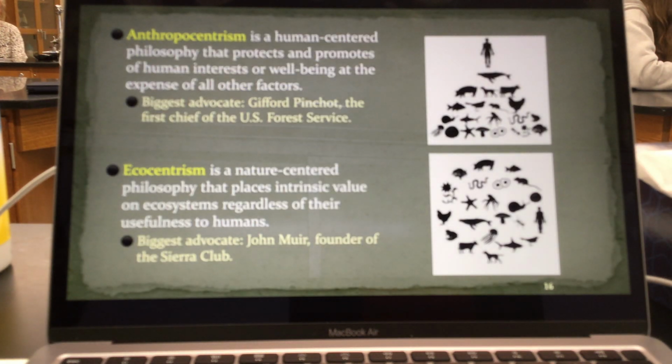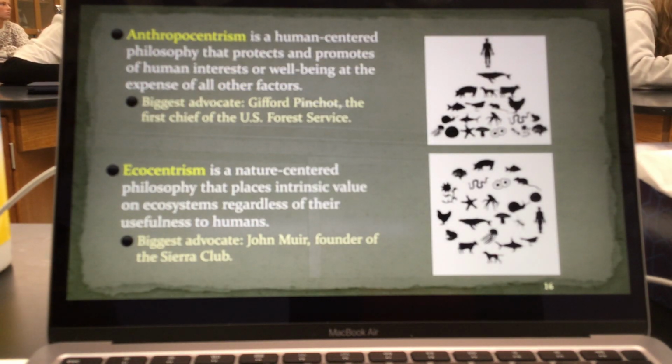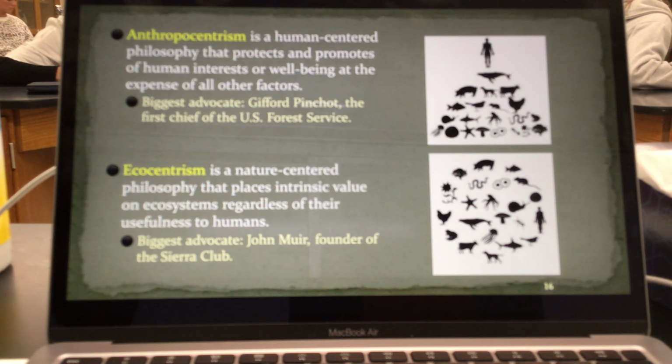First one, anthropocentrism. I call this one the selfish philosophy. It's a human-centered philosophy that protects and promotes human interests at the expense of all other factors. If you look at the hierarchy in these pictures off to the right, the top right, it's a hierarchy thing. Humans are at the top, everything else is below, and everything else on Earth is only here to make sure that humans are fulfilled.